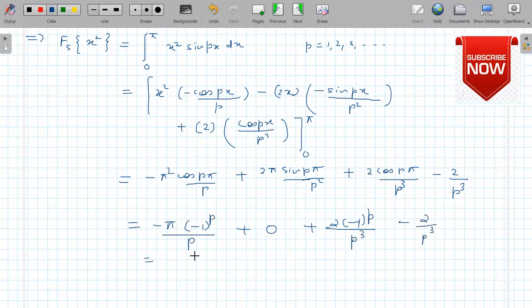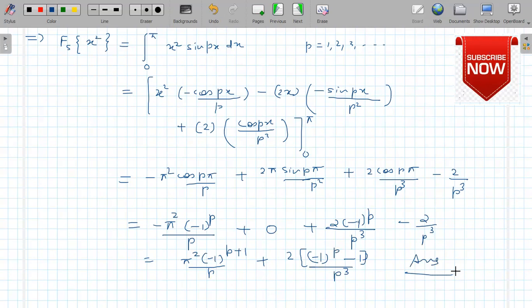So we have it will be π squared minus 1 raised to the power p plus 1 over p, plus 2 can be taken common, minus 1 raised to the power p minus 1, whole divided by p cubed. This will be the answer.